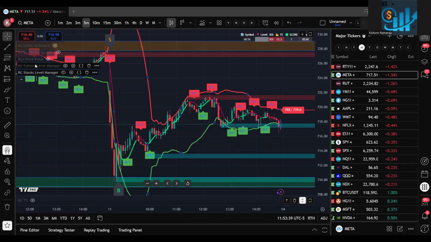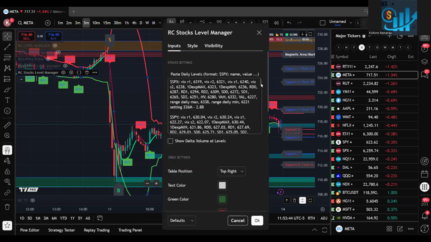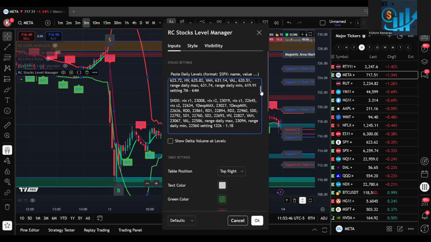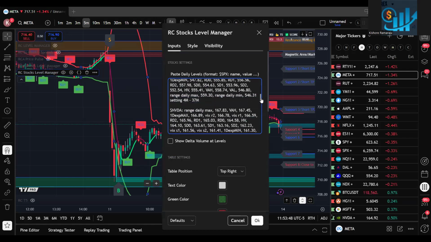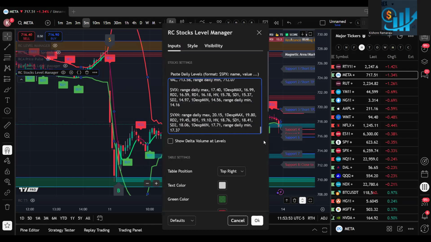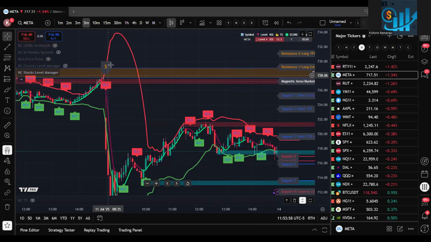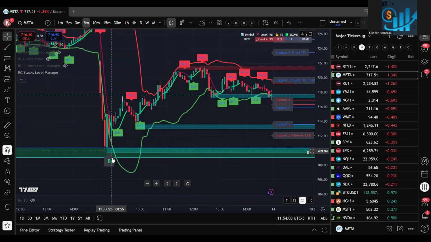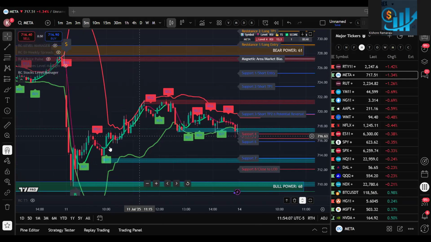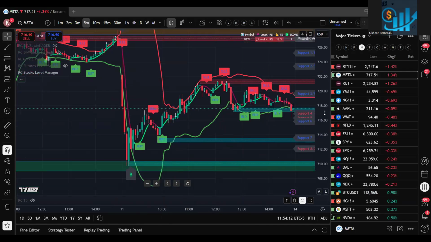So again, just like we put all the levels for futures, in the same way we put all the levels for the stocks and the different indices like NDX, SPX, QQQ, SPY, Nvidia, Tesla, Amazon, Meta, Google, Microsoft, all those major ones. So again, when Meta opened, it was below the magnetic area. It came all the way down, you got a swing buy, then went a little bit up. It touched the sell zone and then again started dropping.